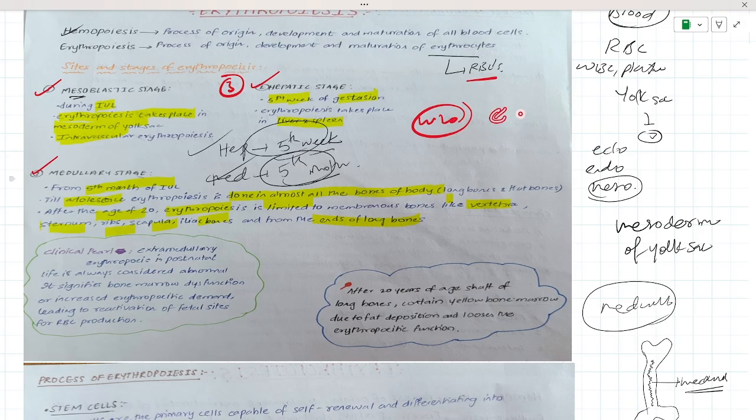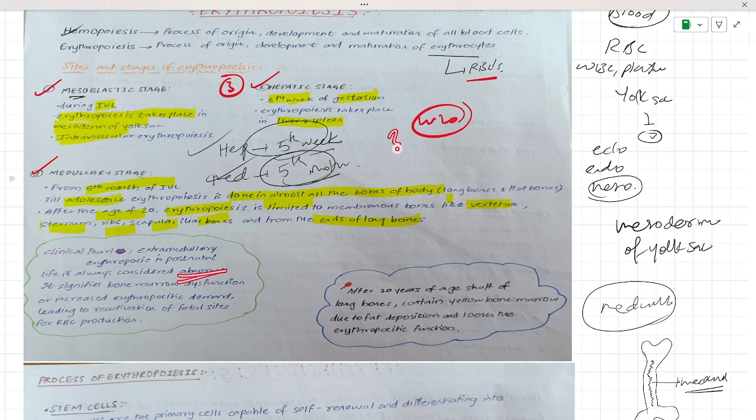What is this extramedullary erythropoiesis? Extramedullary erythropoiesis is nothing but the synthesis of RBCs out of the medulla. I mean, at the liver, at the spleen, or at the different sites of the body, except at the medulla. Synthesis of RBCs outside of the medullary cavity after birth is abnormal.